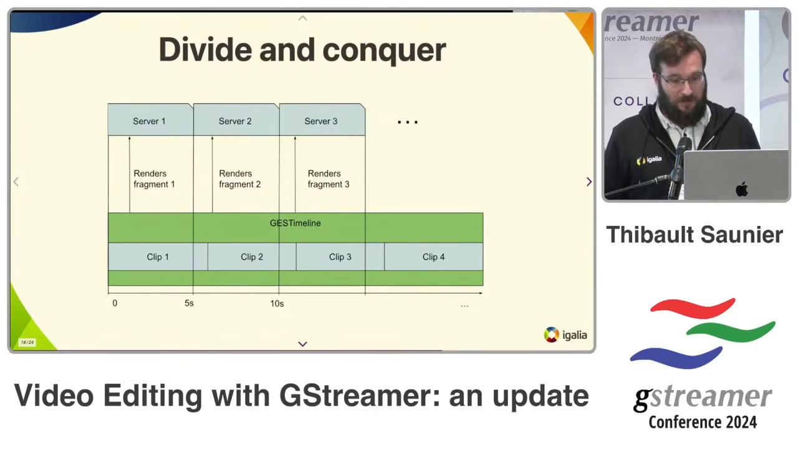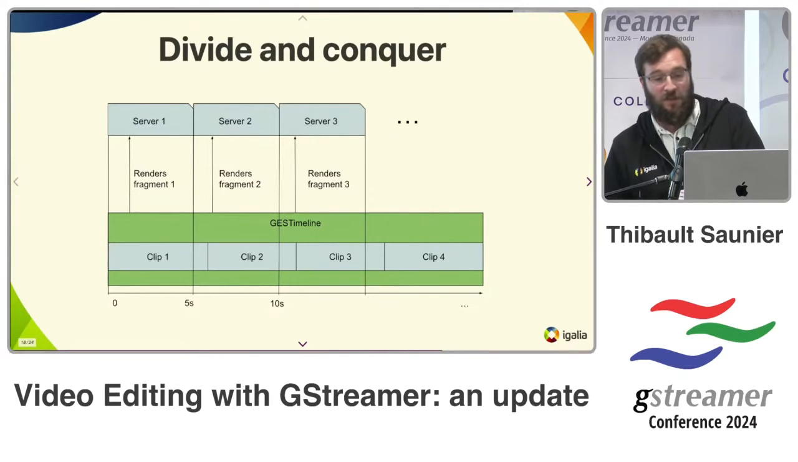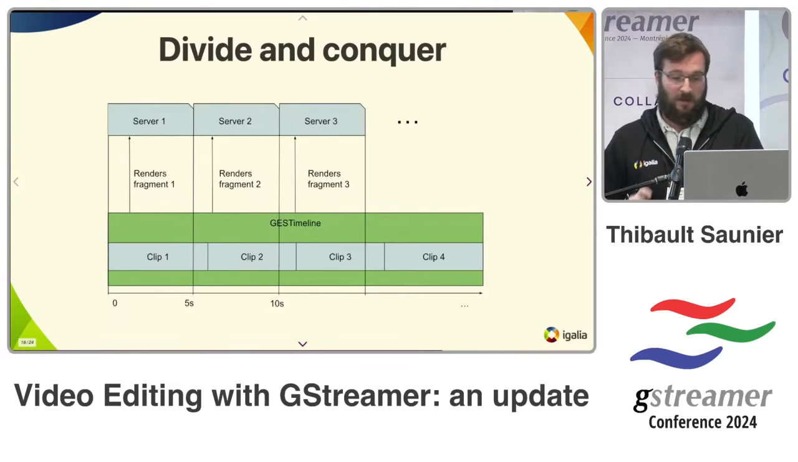So in the end, for audio, we essentially render a few more AAC frames before the actual part we care about, and we just end up dropping that extra fragment, so that this way we are able to produce a perfect audio stream all the time.